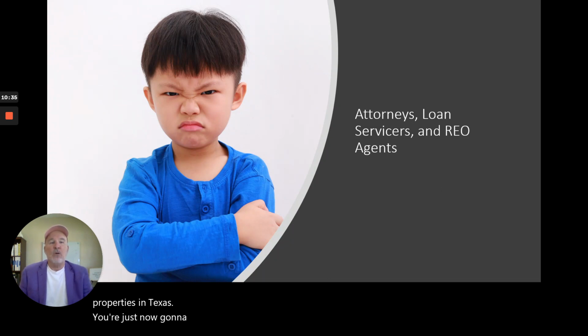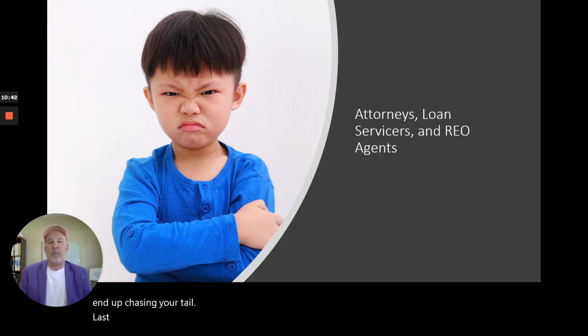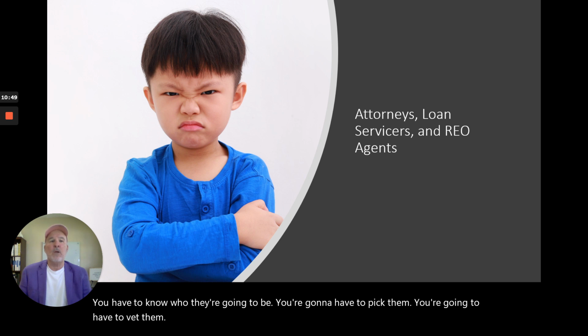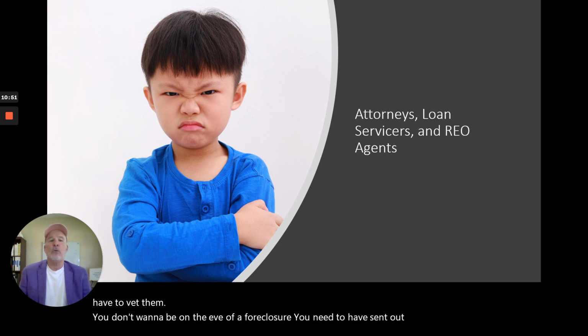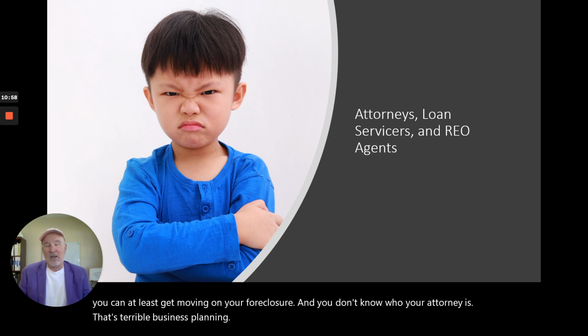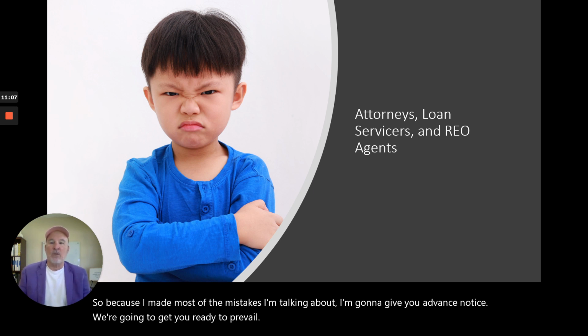Last but not least, attorneys, loan servicers, and REO agents. You have to know who they're going to be. You're going to have to pick them. You're going to have to vet them. You don't want to be on the eve of a foreclosure, needing to send out a default notice so you can at least get moving on your foreclosure, and you don't know who your attorney is. That's terrible business planning. Because I made most of the mistakes I'm talking about, I'm going to give you advance notice. We're going to get you ready to prevail when you start buying your mortgage notes.